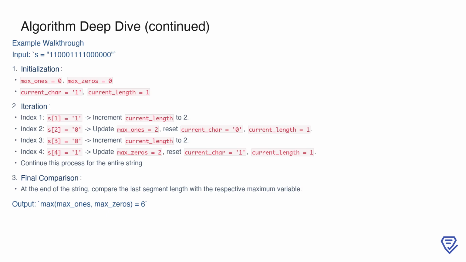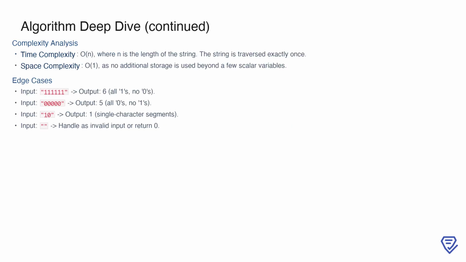After processing the entire string, we compare the length of the final segment to ensure it is included. For this input, the longest segment is 6 consecutive zeros, so the output is 6. When analyzing the complexity of the algorithm, we see that the time complexity is O(n), because we traverse the string only once, making it highly efficient.